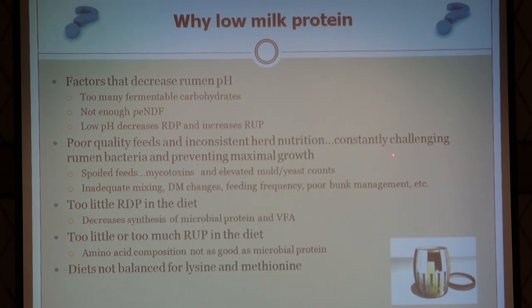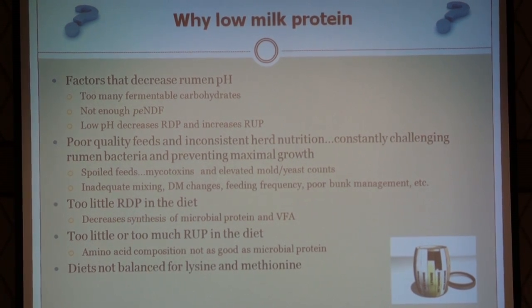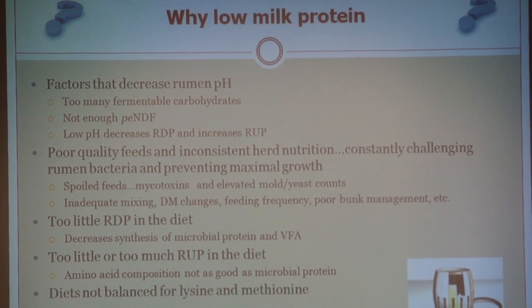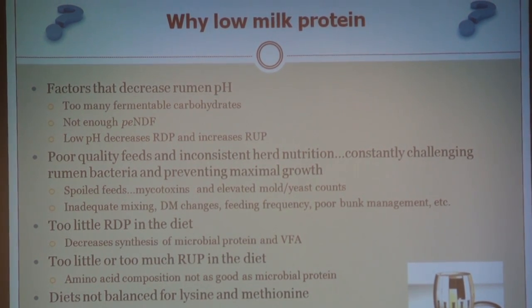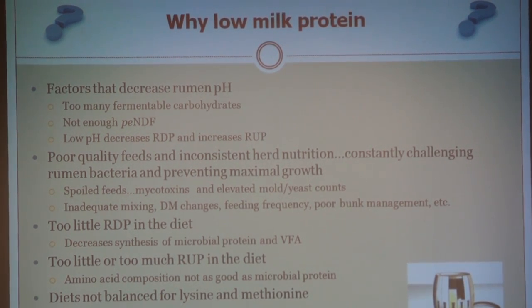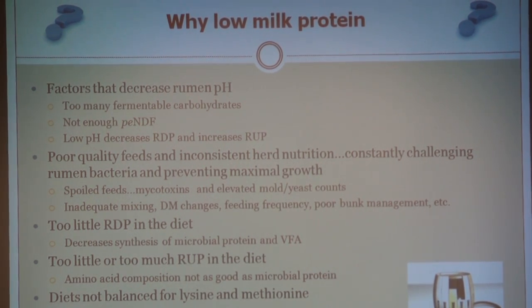Poor quality feeds and inconsistent herd nutrition constantly change rumen bacteria and prevent maximum growth. Again, the healthiest cows, the happiest cows, are those that get consistent diets day after day. And I like nothing better than to look at milk comps on a sheet on a day-to-day basis on a farm and see over a period of a month, 2 months, 3 months, virtually no change in milk protein and no change in butterfat. That is beautiful. That's what your cows want to do.